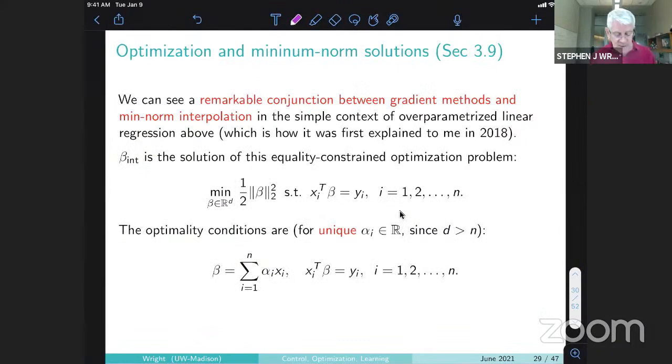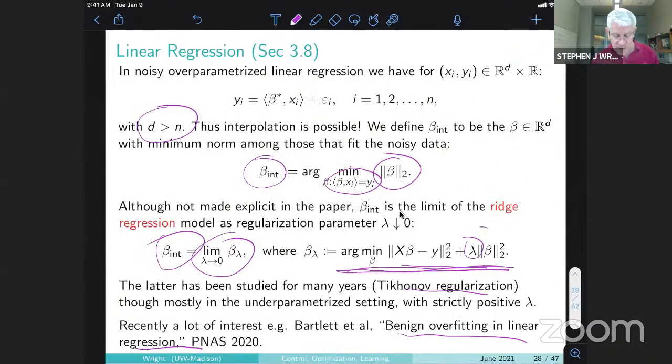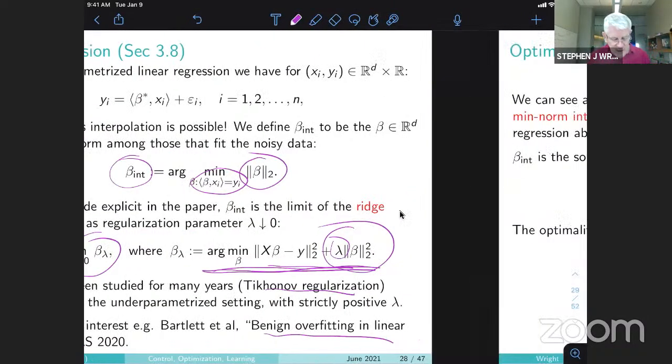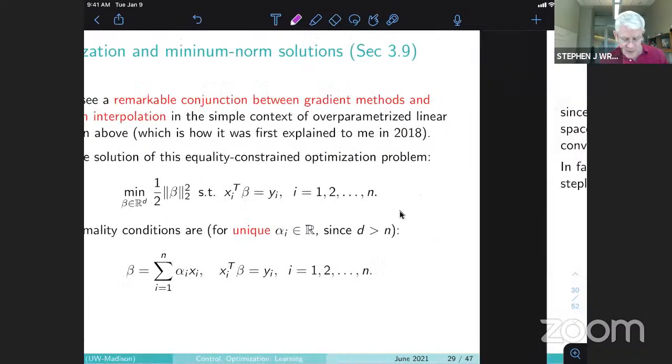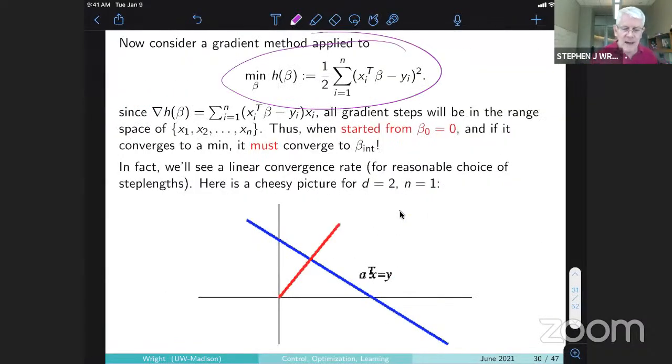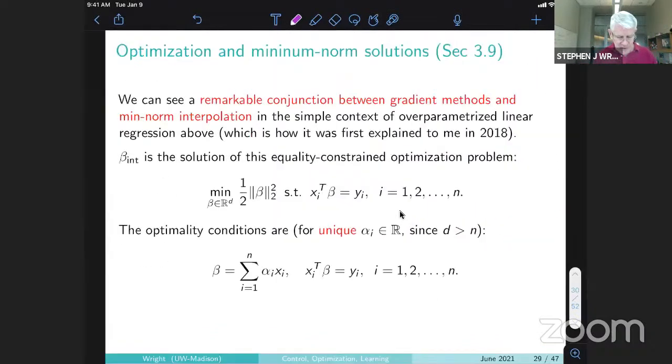But here's the interesting thing. You don't have to do this explicit regularization. You don't have to find the interpolating lowest norm beta by setting up this regularized problem and solving it for some small value of epsilon. If you just take the original least squares model and run gradient descent on that, starting from an initial point of 0, it will automatically give you the minimum norm solution. So let me convince you why that's true.